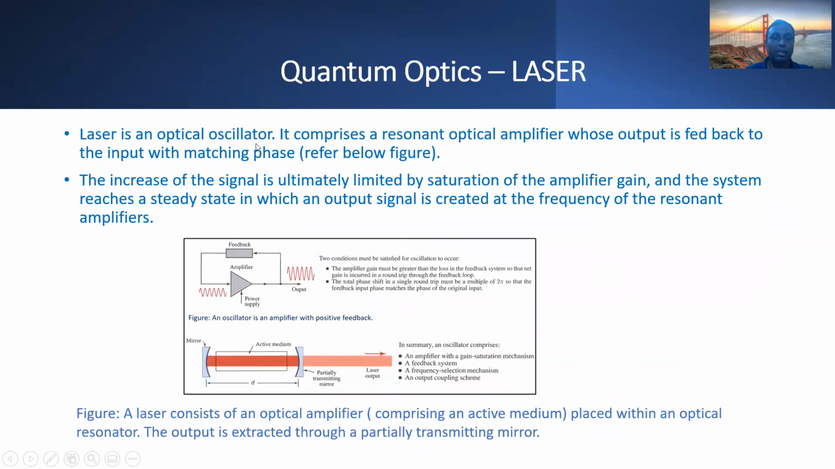A laser is an optical oscillator. It comprises a resonant optical amplifier whose output is fed back to the input with a matching phase. So we can look at this figure here, there is an op-amp, the amplifier, and the output is being fed back to the input. The increase of the signal is ultimately limited by saturation of the amplifier gain, and the system reaches a steady state in which an output signal is created at the frequency of the resonant amplifier. A laser consists of an optical amplifier, comprising an active medium, placed within an optical resonator. The output is extracted through a partially transmitting mirror.